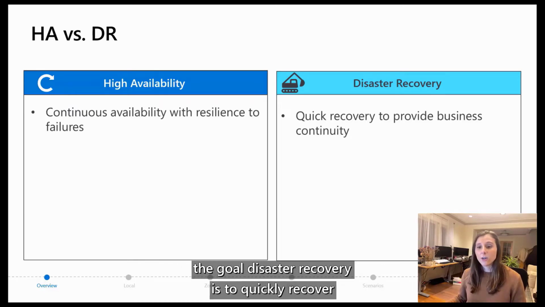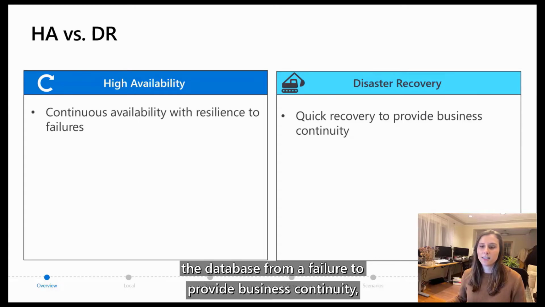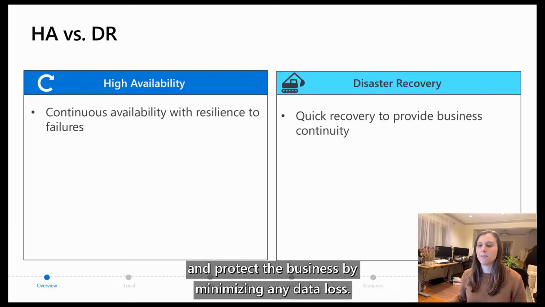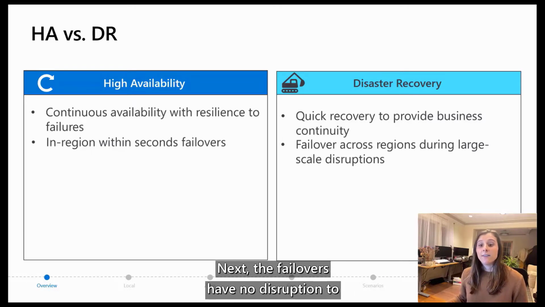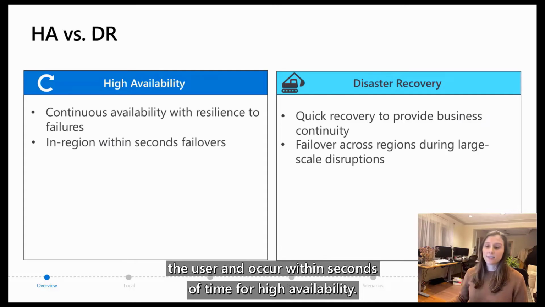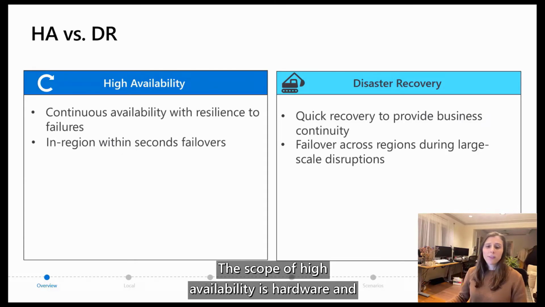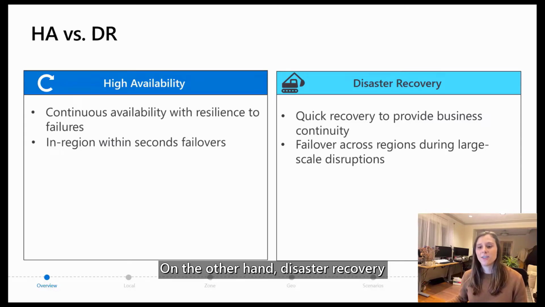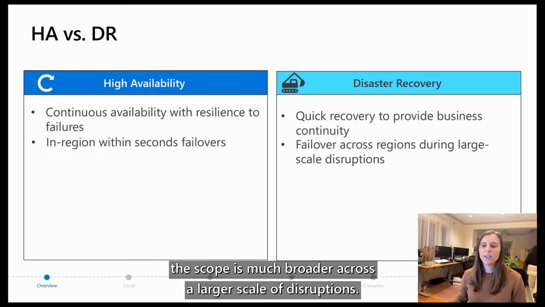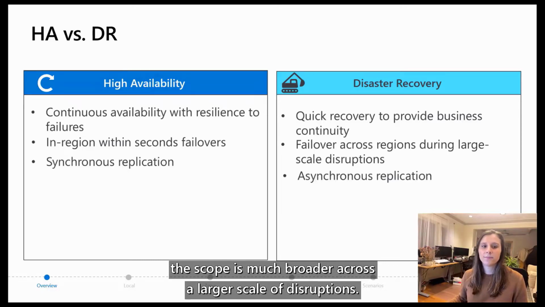On the other hand, the goal of disaster recovery is to quickly recover the database from a failure to provide business continuity and protect the business by minimizing any data loss. Next, the failovers have no disruption to the user and occur within seconds of time for high availability. The scope of high availability is hardware and software failures within a region. On the other hand, disaster recovery has a longer time to failover since the scope is much broader, across a larger scale of disruptions.